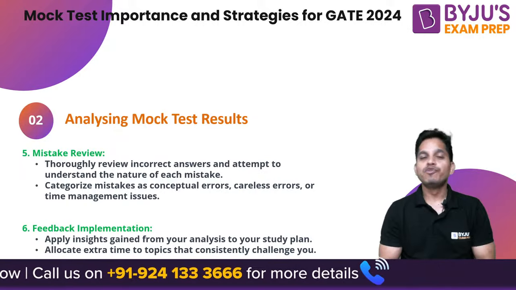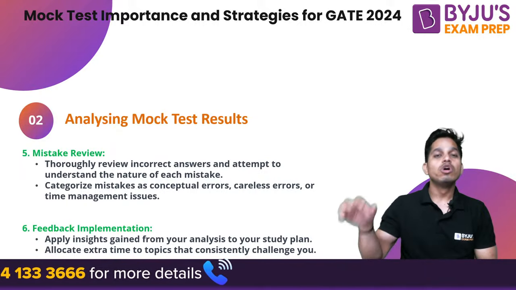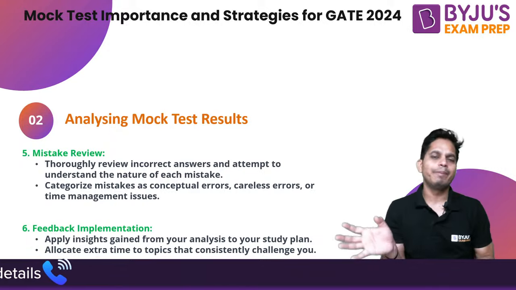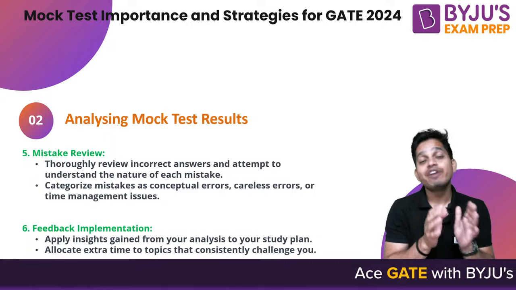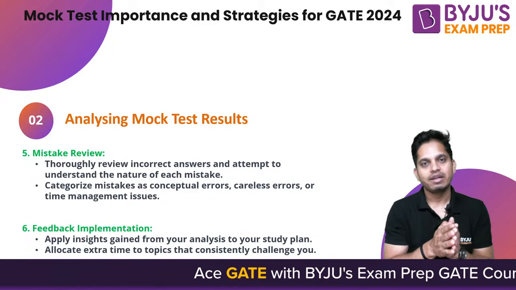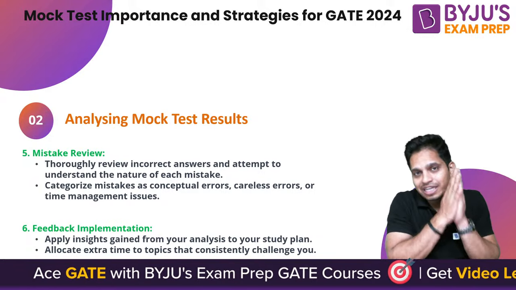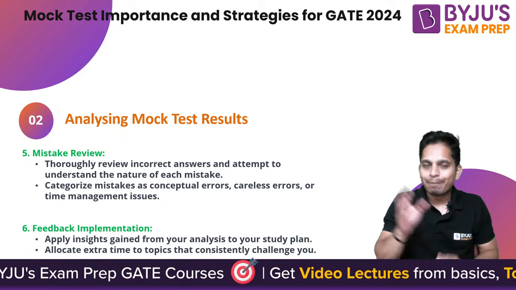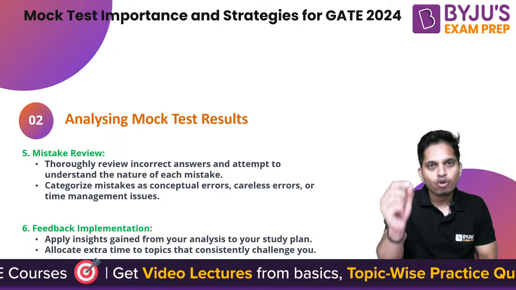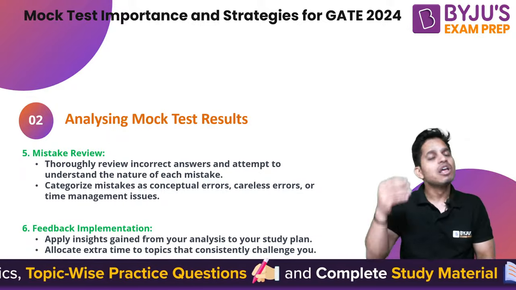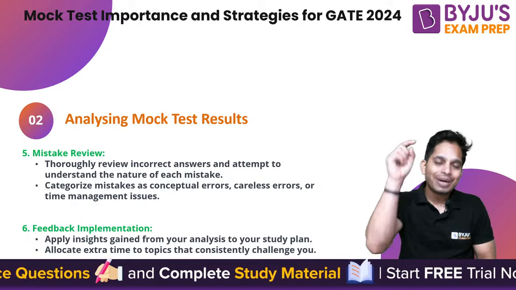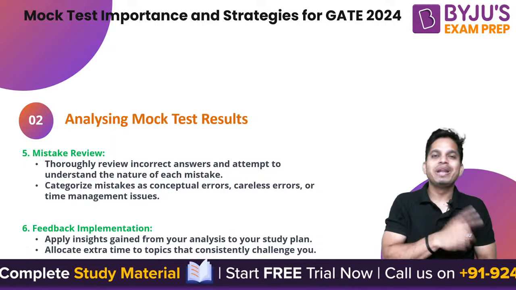Then, as I said, you have to review those mistakes. Whatever mistakes you have made, go to that problem. See why did I make this mistake? What can I do so that this mistake will not be repeated? Update your short notes. Review your concept from a book. Try to revise your formulas. Whatever you need to do, but that mistake should not be repeated again.